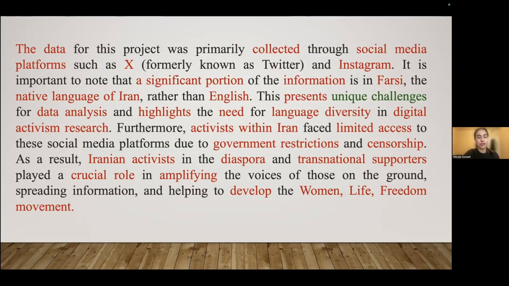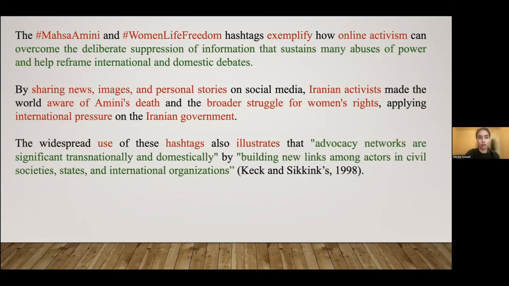So I gathered the data for this project through social media platforms such as X and Instagram. It is important to note that a significant portion of this information is in Farsi, which is the native language of Iran, rather than English. This presents unique challenges for data analysis and highlights the need for language diversity in digital activism research. Furthermore, activists within Iran face limited access to social media platforms due to government restrictions and censorship. So Iranian activists in the diaspora and transnational supporters played a crucial role in amplifying the voices of those on the ground by spreading information and helping to develop the Women Life Freedom movement.